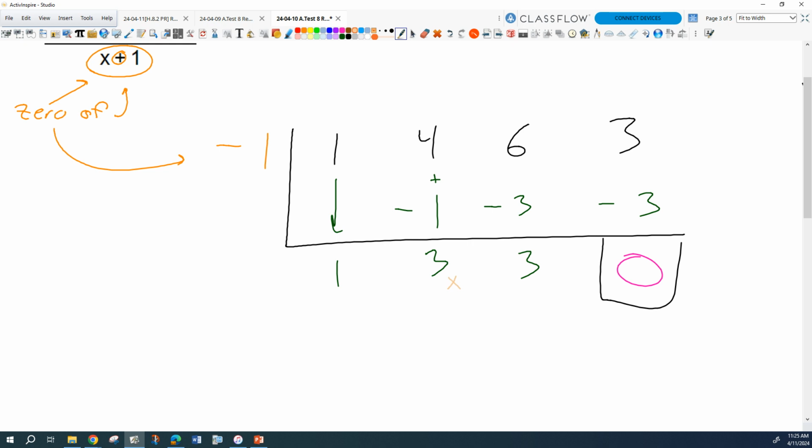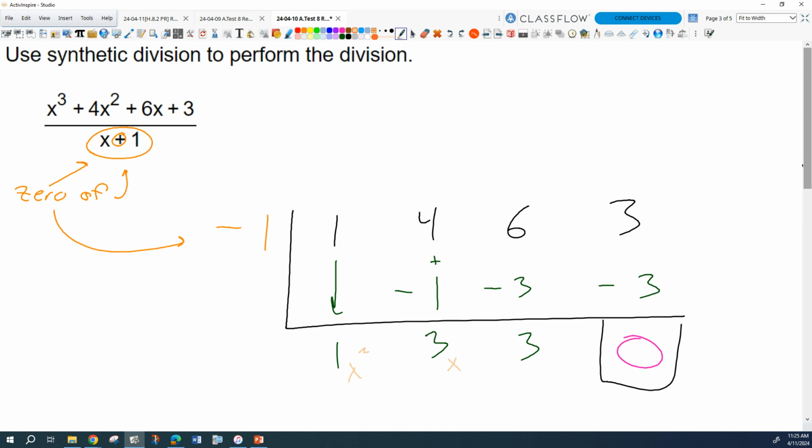So this one must be my x coefficient. That's x squared. Good job, Blake. So then our answer is just 1x squared, which I would write as x squared. Next I get a positive 3, so plus 3x. And I get another positive 3, so plus 3. And there's the answer. And that's it.